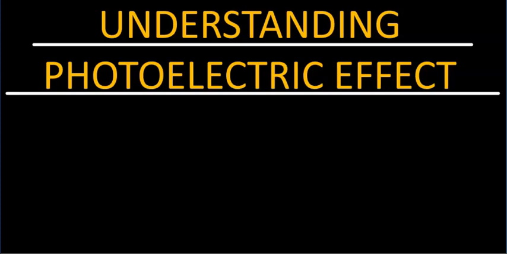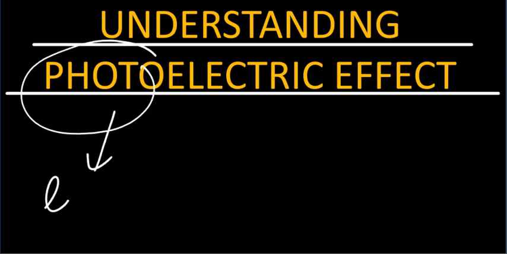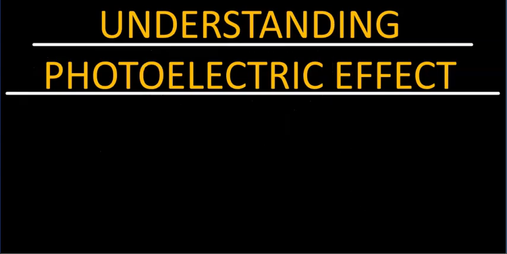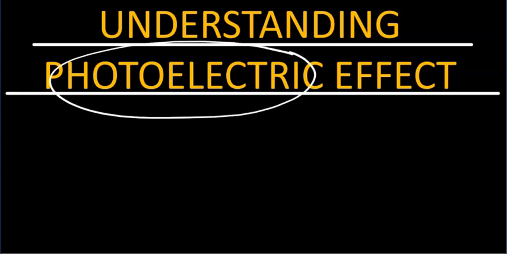In this video, we shall look at the photoelectric effect. As the name suggests, photo refers to light, and electric refers to electricity. The phenomenon known as the photoelectric effect occurs when light incident on certain metallic surfaces causes the emission of electrons from these surfaces. These emitted electrons are known as photoelectrons.